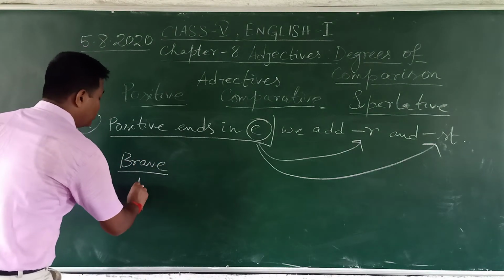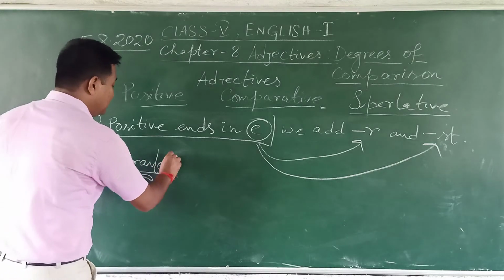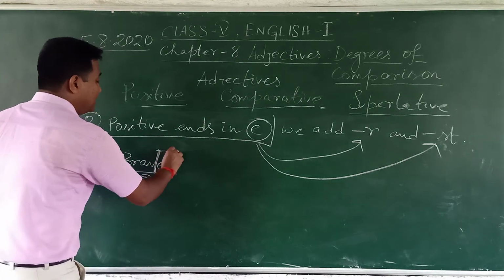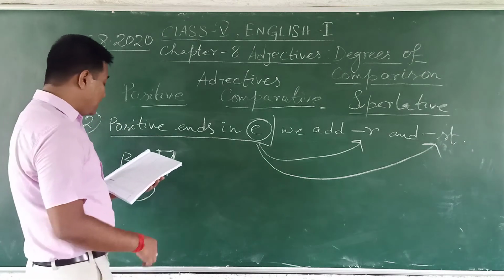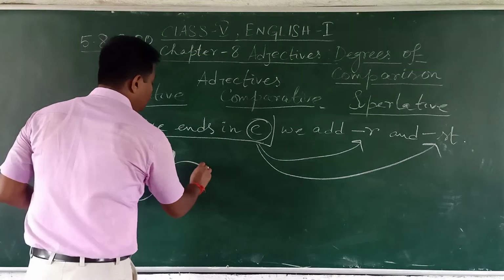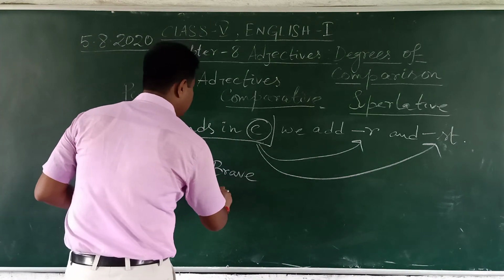Brave is in a positive form, and that too, this E is there. So it is a word ending with E. So from here, what to make? Brave to braver. B-R-A-V-E, brave plus E-R.